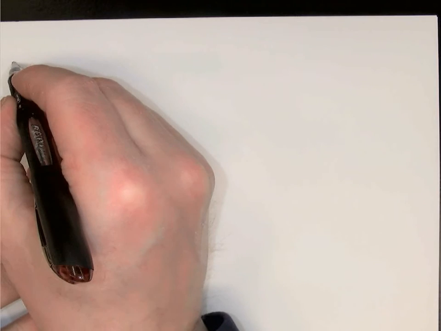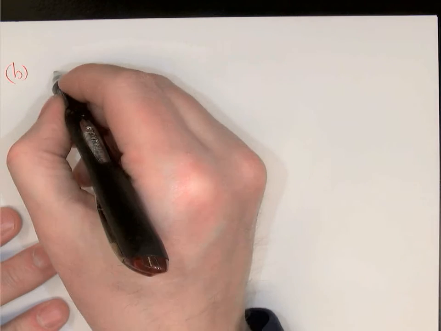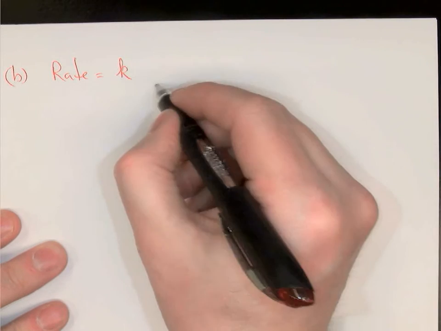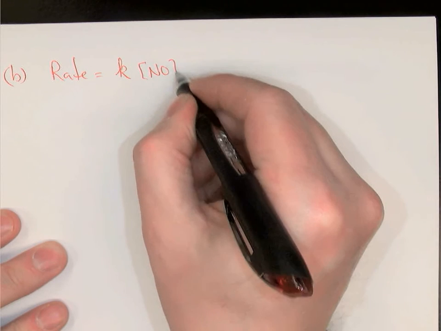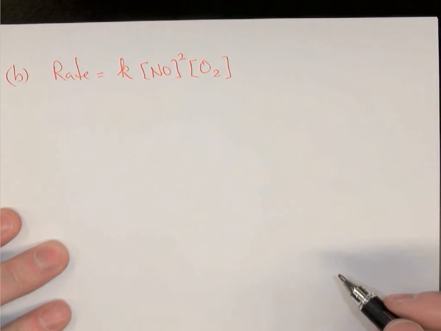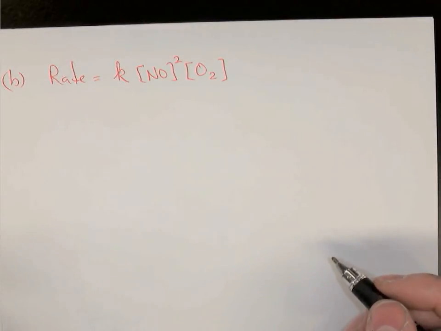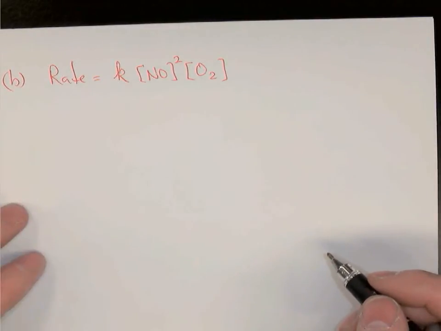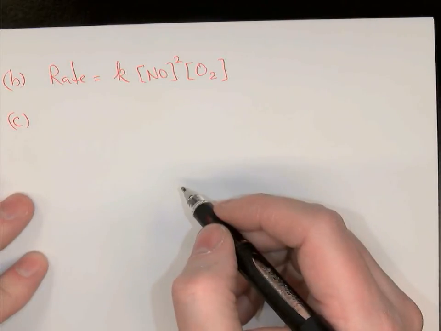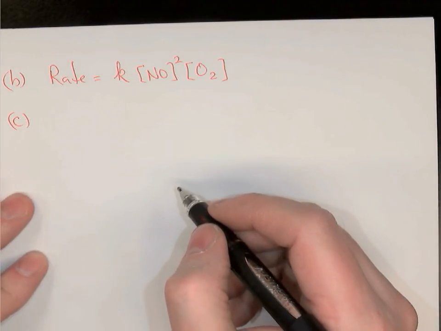Part B of the question said to write the rate law, the rate equation, it called it. So let's write the rate law. The rate equals k times the concentration of NO squared times O2 to the power of 1. If it's a 1, you don't need to put the exponent or the order in. Part C was to calculate the rate constant at 660 Kelvin.